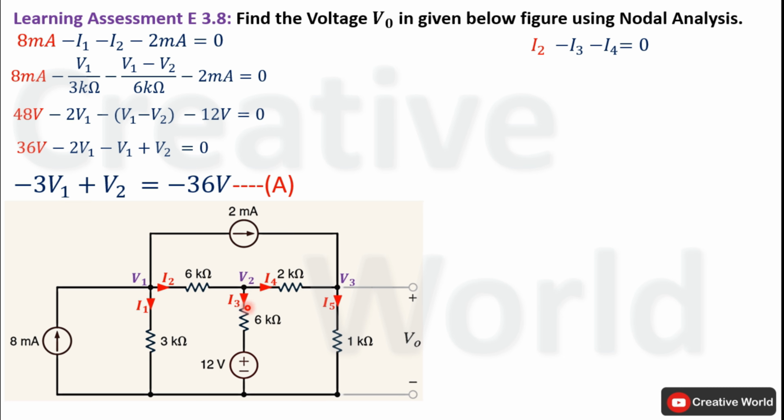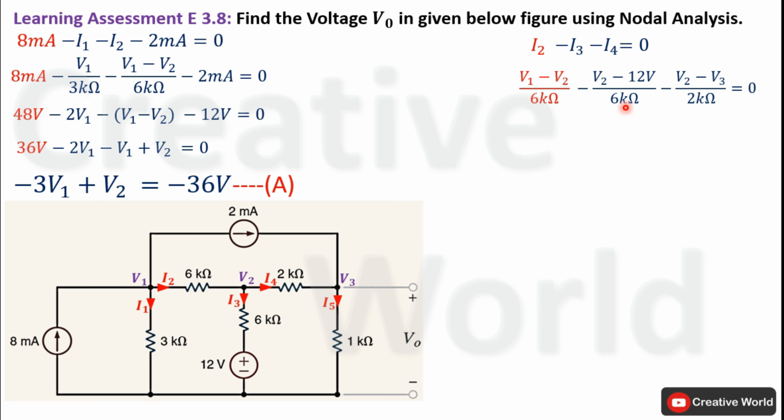Now the direction of current is downward, which indicates that V2 is at a higher potential than 12 volt. So the equation of current I3 will be V2 minus 12 volt divided by 6 kilo ohm. Similarly, current I4 will be equal to the potential difference of these two node voltages divided by the value of resistance, V2 minus V3 divided by 2 kilo ohm.